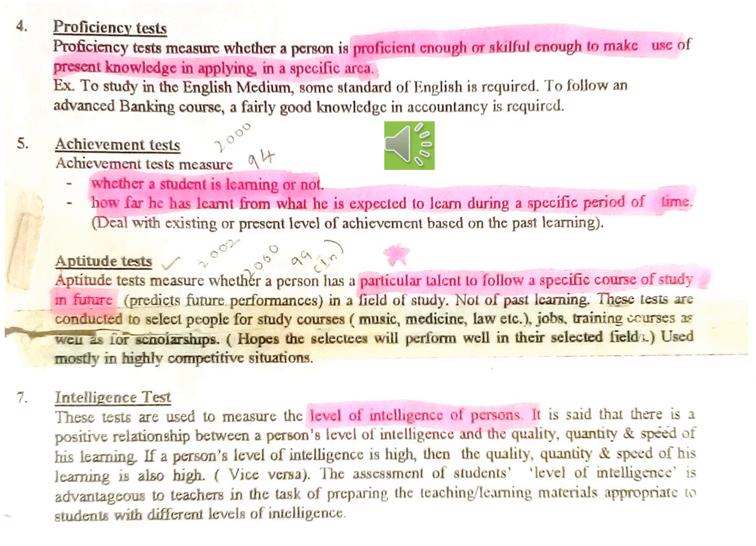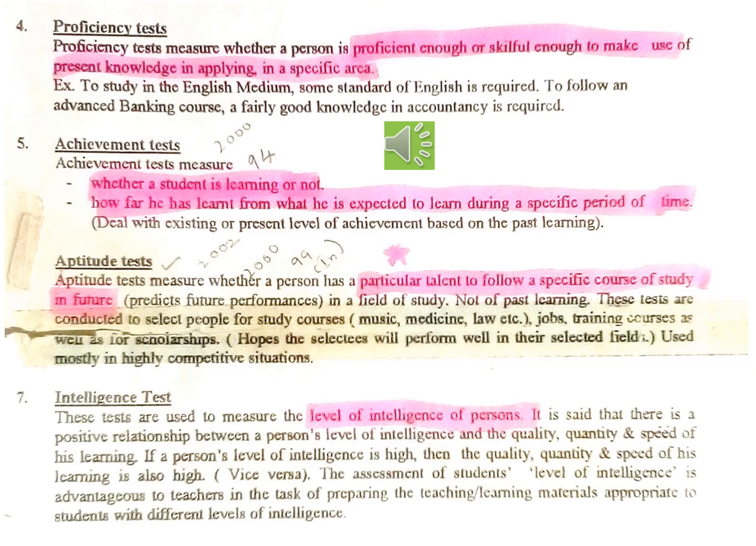Next one is the intelligence test. Intelligence test will be discussed later in detail, right? Intelligence tests are used to measure the level of intelligence of a person. It is said that there is a positive relationship between a person's level of intelligence and the quality, quantity, and speed of his learning. There is a relationship between intelligence and his learning abilities.